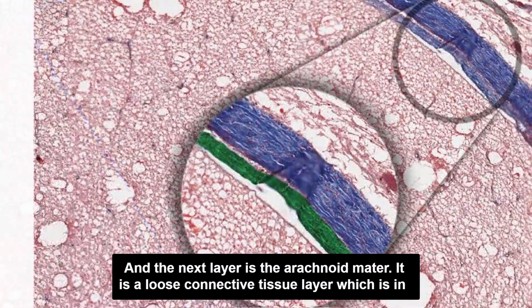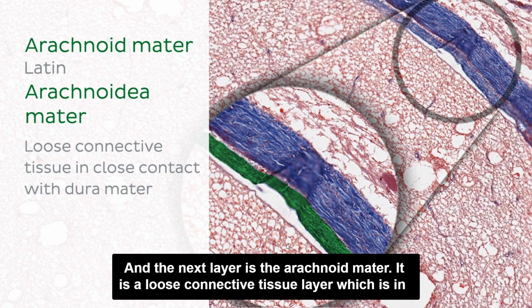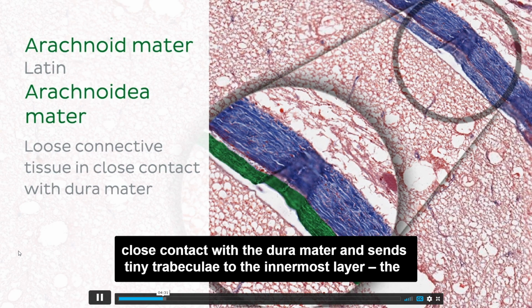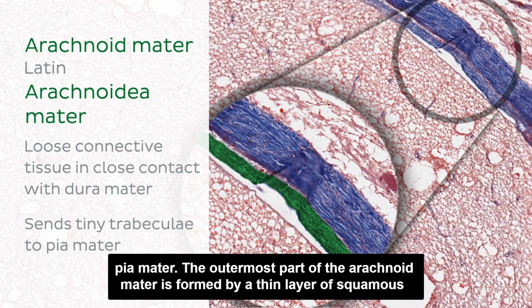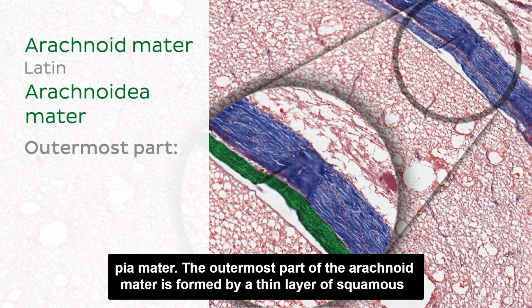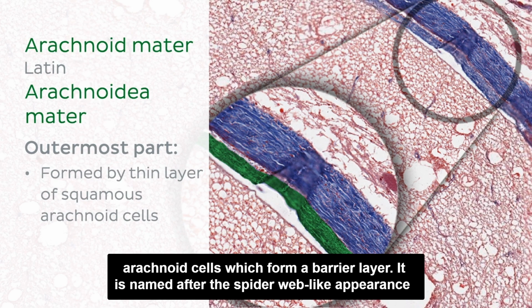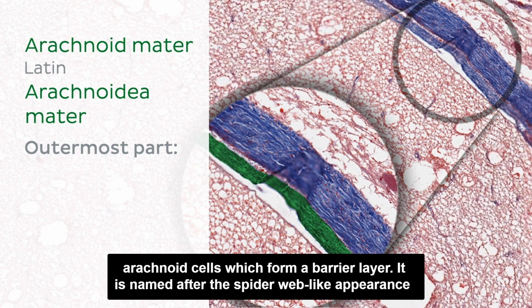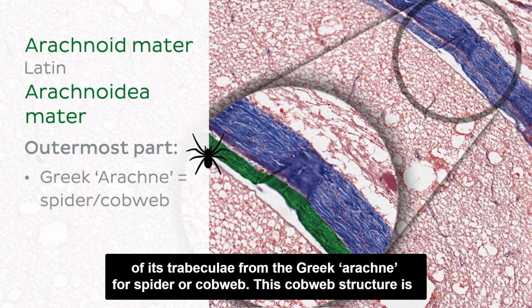And the next layer is the arachnoid mater. It is a loose connective tissue layer which is in close contact with the dura mater and sends tiny trabeculae to the innermost layer, the pia mater. The outermost part of the arachnoid mater is formed by a thin layer of squamous arachnoid cells which form a barrier layer. It is named after the spiderweb-like appearance of its trabeculae, from the Greek arachne for spider or cobweb.